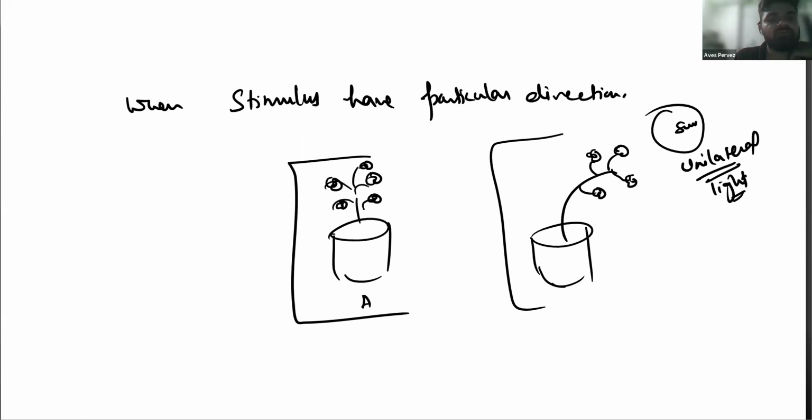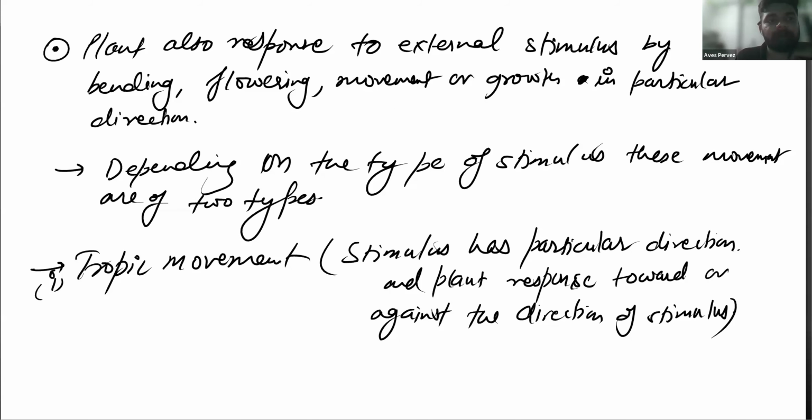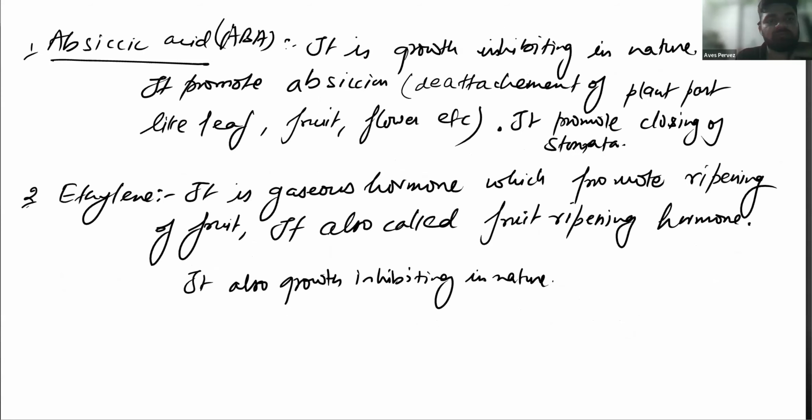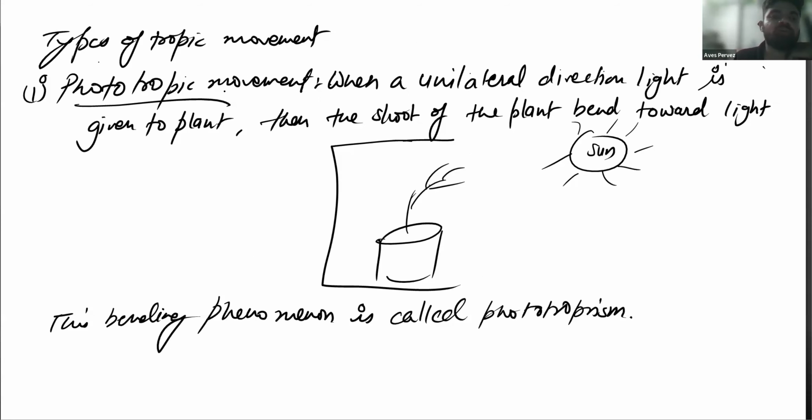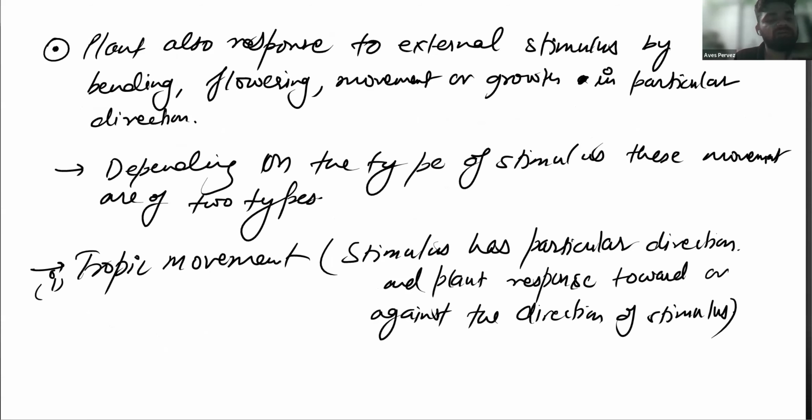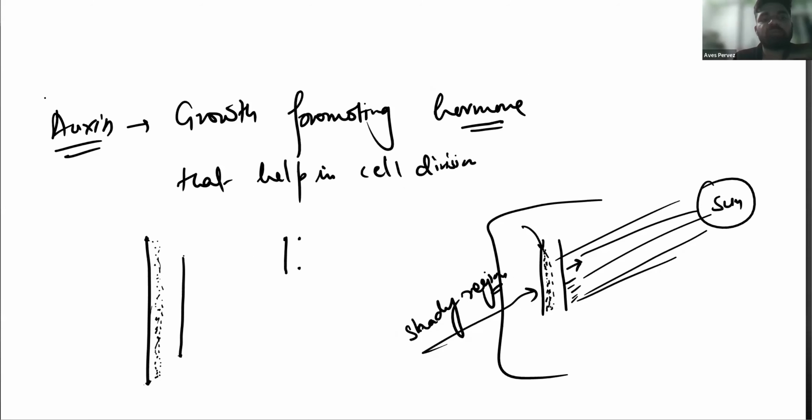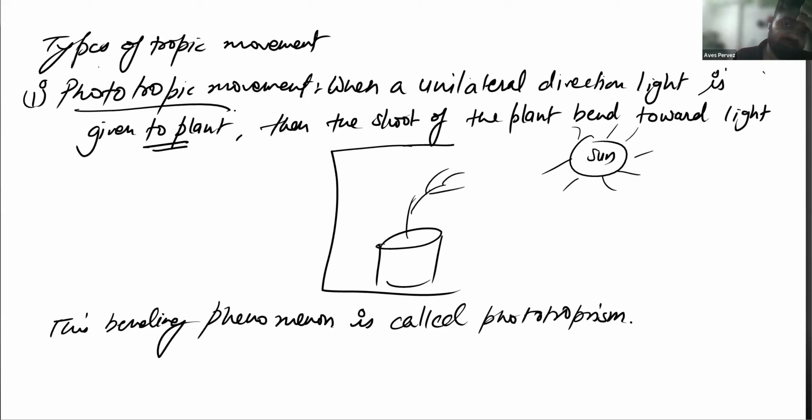Okay. So here is the answer for the question of what would happen. Phototropic movement means when a unilateral direction of light is given to the plant. Write down the first tropic movement. Have you noted the definition of tropic movement in the previous class? Yes, sir. Okay, now the type of tropic movement is phototropic movement. So note down the definition. Phototropic movement: when a unilateral direction of light is given to the plant, the shoot of the plant bends towards the light. Note down, when unilateral light is given.